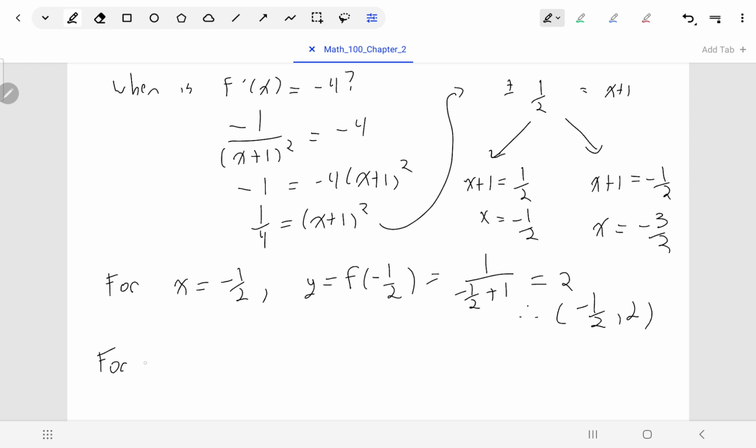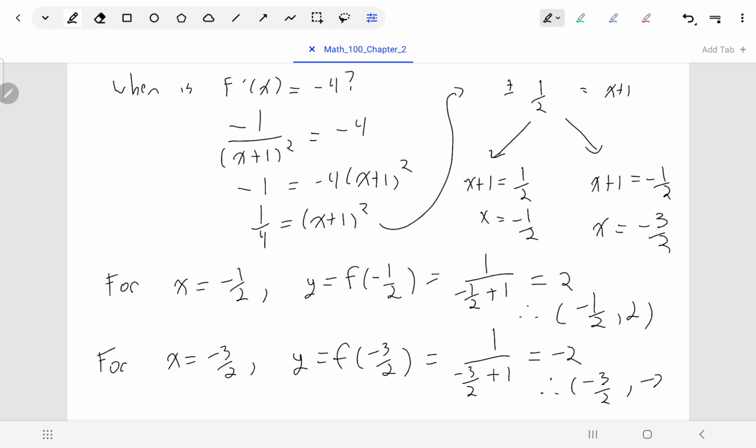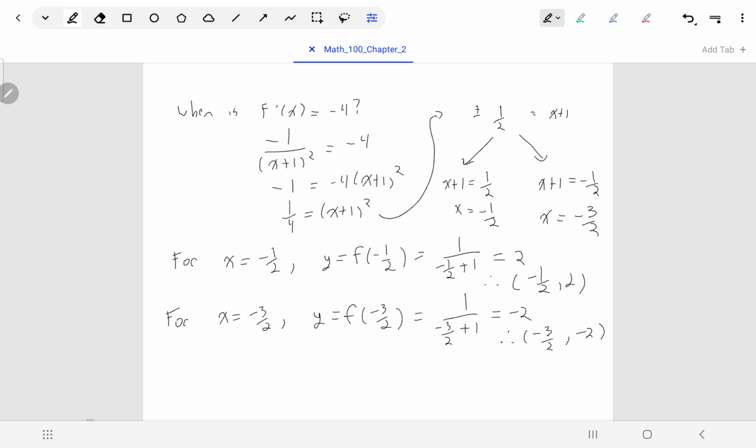The other point is the one where x is negative 3/2, and for that, I find the y value by putting that back into my original function. So into 1 over x plus 1, I replace the x with negative 3 halves. This gives me 1 over negative a half, which is the same thing as negative 2. So my second point is negative 3 halves, negative 2. So there we go. We found for that function, f of x is 1 over x plus 1, there are two different points where our curve has a slope of negative 4.